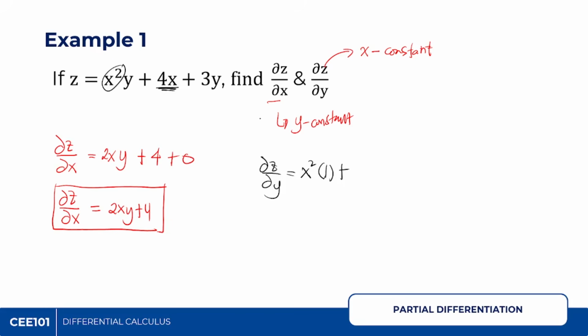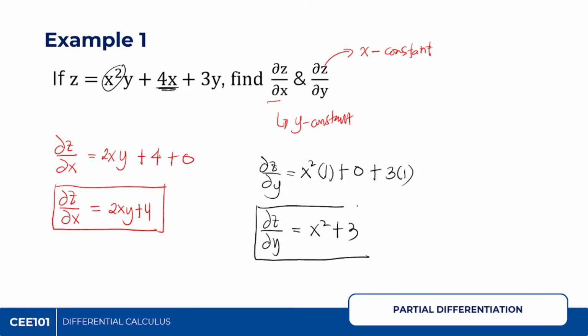And then this one, that is the derivative of a constant, so 0. Plus, the derivative of 3y, since we are deriving with respect to y, is equivalent to 3 times 1. Therefore, your partial derivative of your function z with respect to y is equivalent to 2x plus 3. So basically, this is your answer. That is just simple, right?